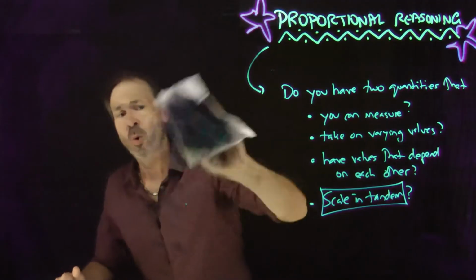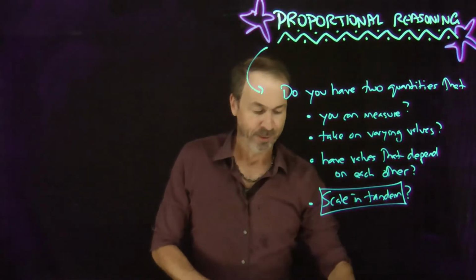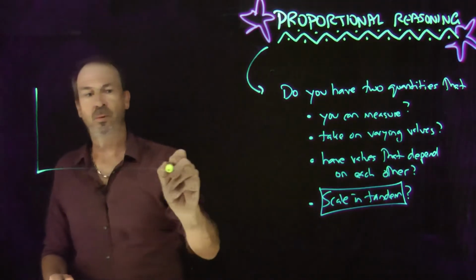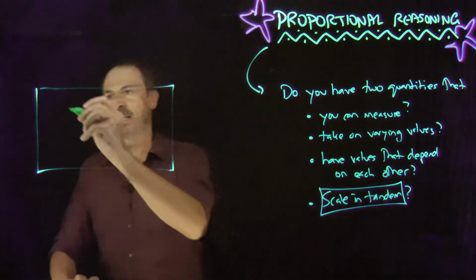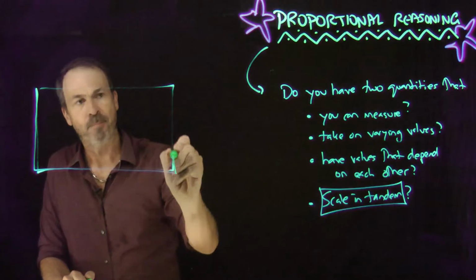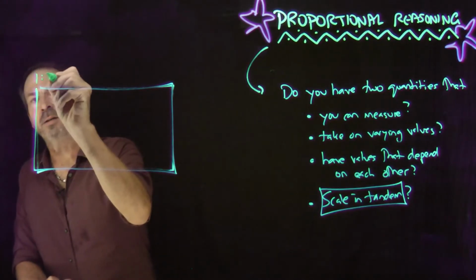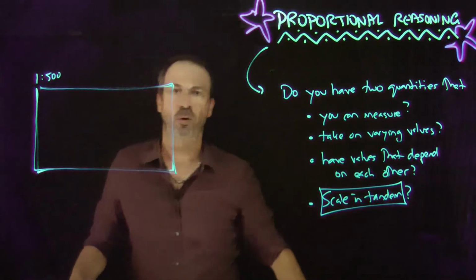How about this one? A map. If I draw a map, oh, that's not a good pen. Don't draw a map in that pen. I guess let's say with the same green pen. All right, here's a map. And suppose it says 1:500 in some corner somewhere.